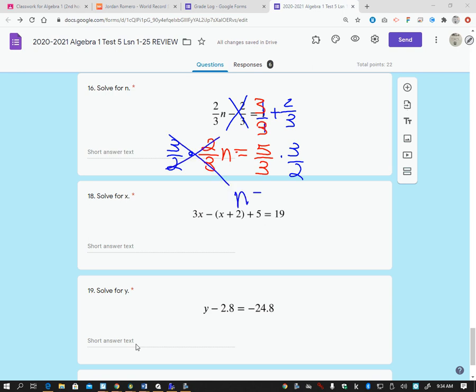So n equals, what's 5 times 3? 15. And what's 3 times 2? 6. So that gives me 15 sixths. Both of those numbers are divisible by what? 3. What's 15 divided by 3? 5/2. It doesn't say how it wants it. N equals 5 divided by 2.